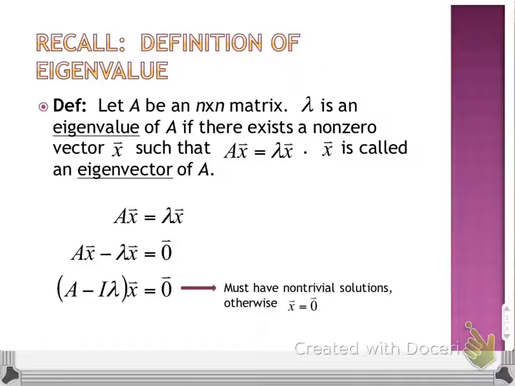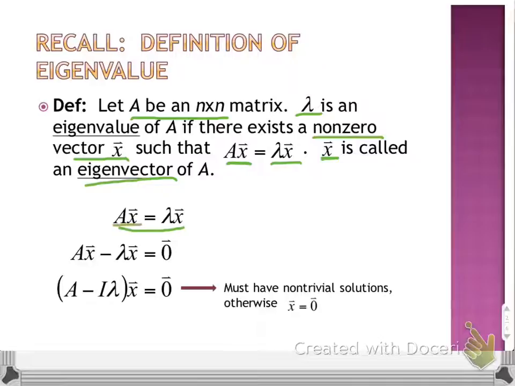Okay, so let's recall our definition of an eigenvalue. We have some matrix A, and we're talking again about square matrices, so an n by n matrix. Lambda is an eigenvalue of A if there exists a non-zero vector x such that Ax equals lambda x. And that vector x is called an eigenvector of A. I talked about this when you did the fun sheet in class.